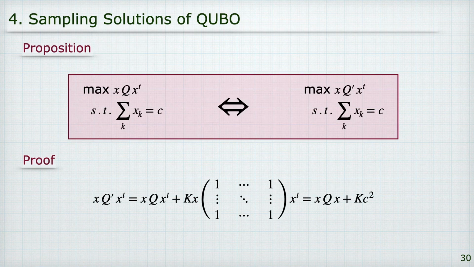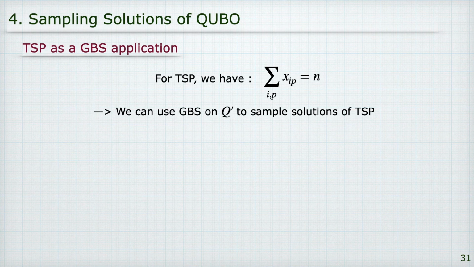However, we can add one constraint to make both QUBO problems equivalent. And this constraint is that the sum of every variable x_k is a constant c. Actually, this constraint is often implicit and met for many QUBO problems. So if our QUBO problem meets this condition, we can use GBS on Q prime to identify promising solutions of the original problem. And this is the case for our QUBO formulation of TSP. Indeed, we have a variable x_ip for each city i and each position p, and we want each city to be visited once. So the sum over x_ip has to be equal to the number of cities.